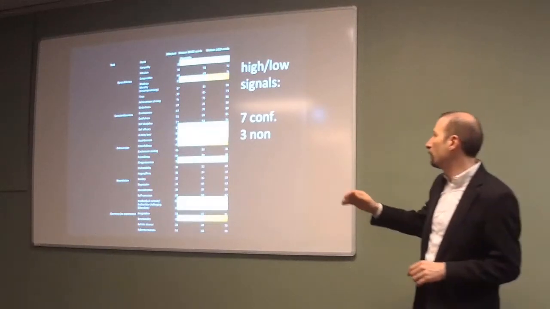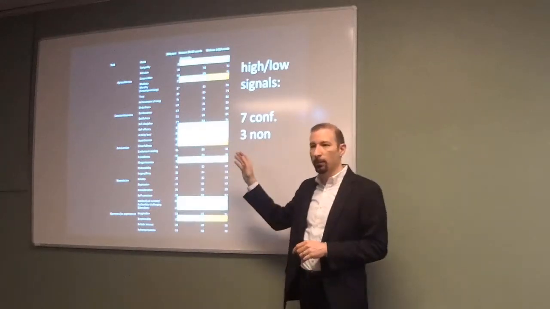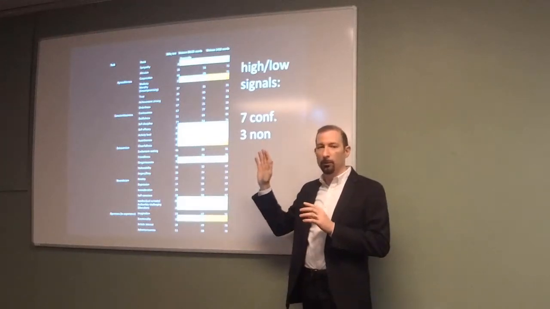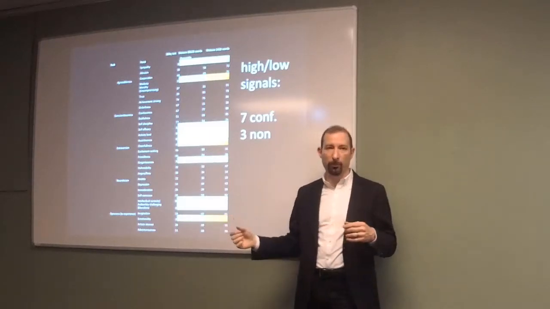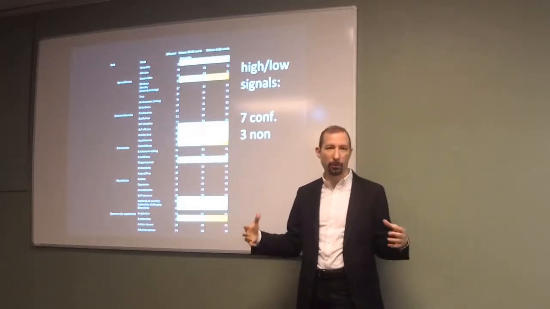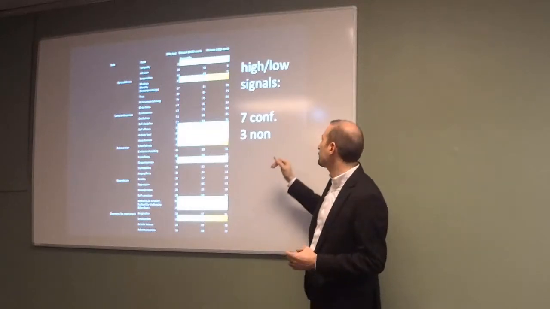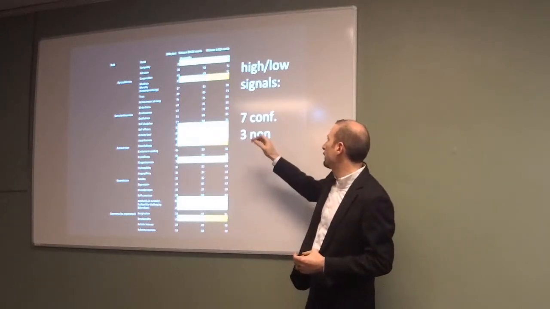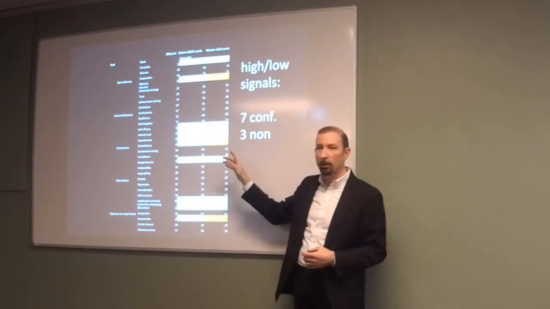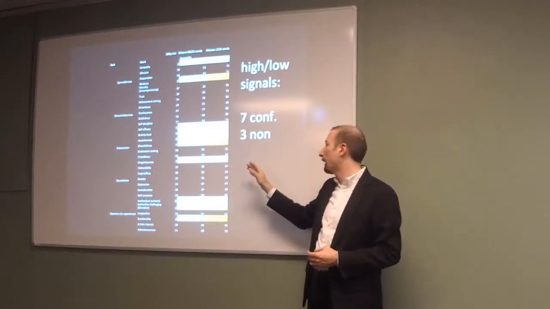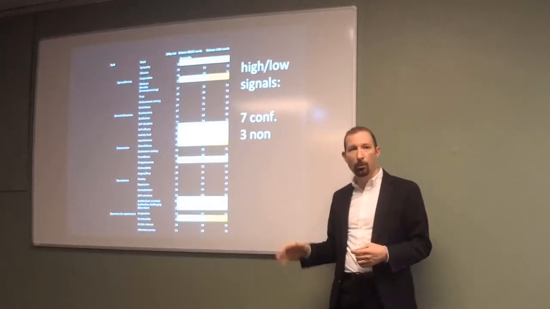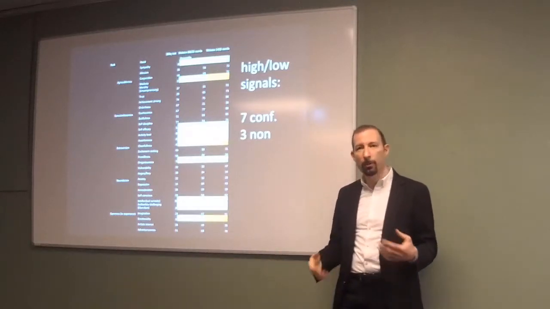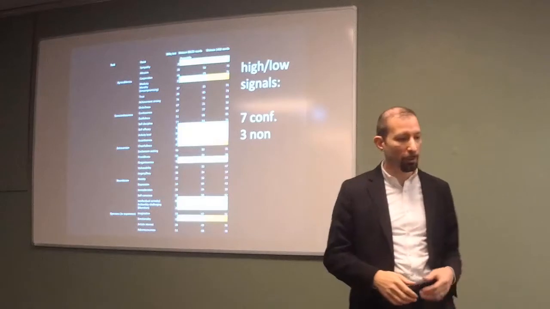So here I'm looking at high and low signals. That's where I differ from the cohort significantly in personality. Things where I'm unusually high and unusually low, and that's really what you care about. So what I've got is green is confirmation, yellow is non-confirmation. So this much shorter text has 7 confirmations, 3 non-confirmations. So again, more confirmations than not, roughly accurate.